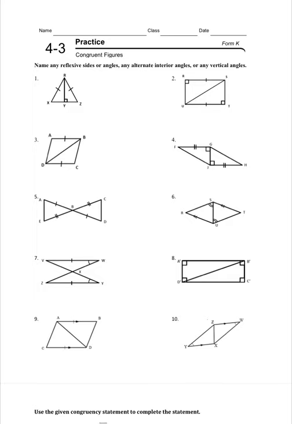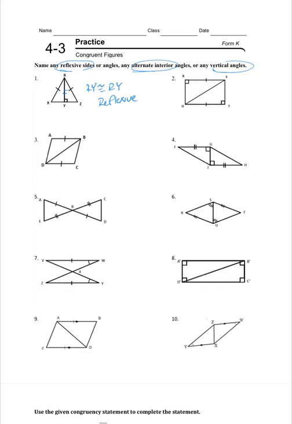Okay, so for this first page, 1 through 10, we're looking for reflexive sides, alternate interior angles, and vertical angles. Reflexive means they share a side. If I look at number 1 and compare the left triangle versus the right triangle, I see that they share this side RY. That side has to be the same for both triangles, so that is considered reflexive. I'm going to mark that side congruent and say RY is congruent to RY by reflexive.